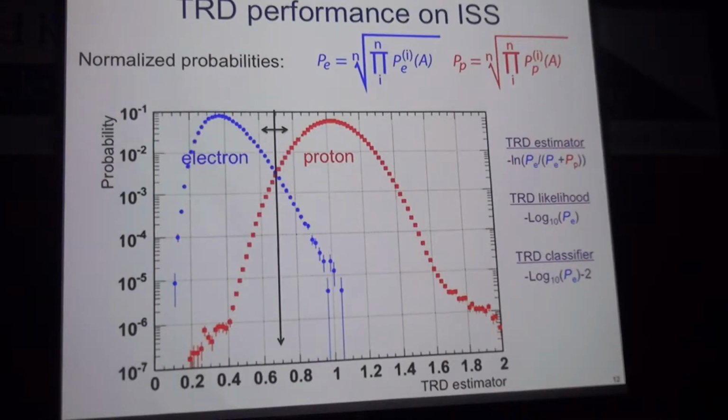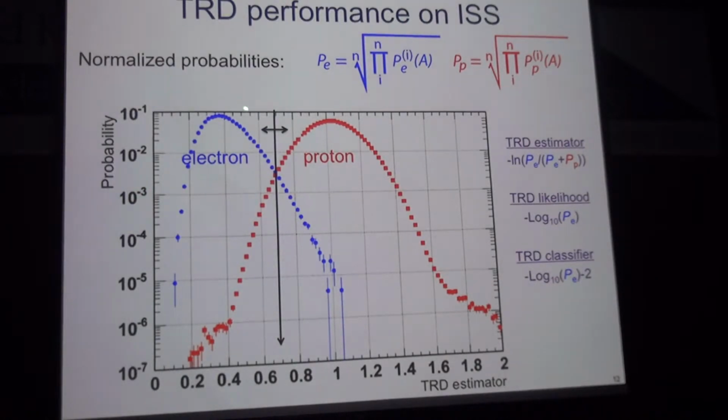So with this difference, we have in total 20 layers of the transition radiation detector. Combining the 20 layers of signal, we can build a probability distribution and build an estimator based on this combined distribution. This shows the proton distribution and electron distribution.